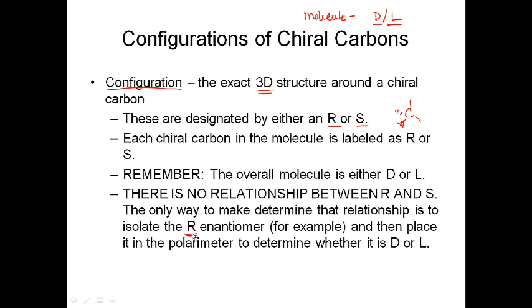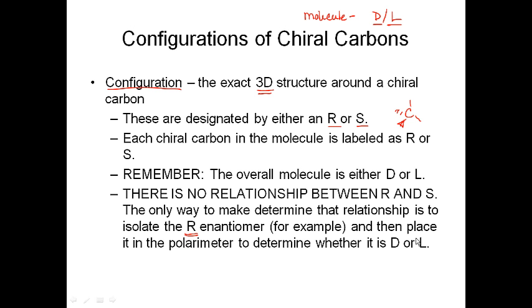But if you can get the molecule and determine if the configuration is R or S, then it's easy. You then take that molecule, pop it in a polarimeter, and determine whether it rotates to the right or to the left. So you have to make those experimental relationships. You cannot make them on paper. Two different molecules can have two different correlations. So the R of one molecule may be D, but the R of another molecule might very well be L. There's no relationship between those.